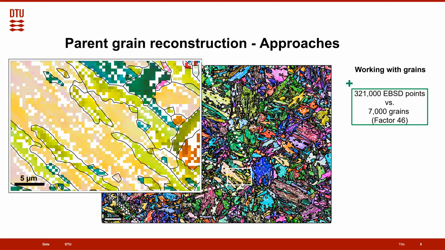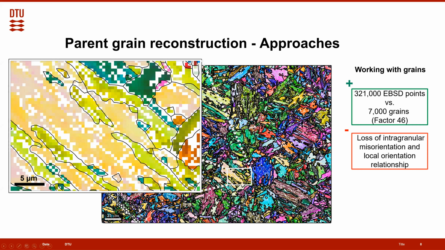So that's nice. But of course, on the downside, we also lose something, and that's especially intergranular misorientation and the local orientation relationship, which Timon also asked about earlier. This is, of course, information that we kind of throw out as soon as we compute the grains.